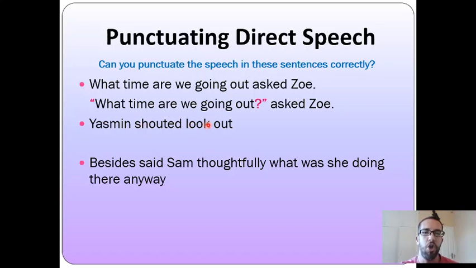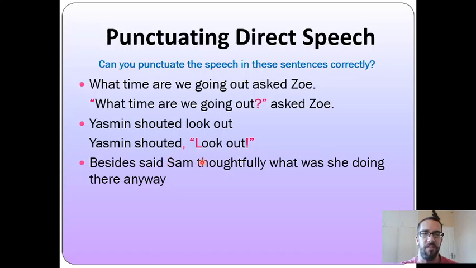Yasmin shouted, "Look out!" All right. So again, let's have a look at what you wrote, and let's have a look at what the answer is. So, Yasmin shouted. Now, the sentence isn't finished yet, so we've got to introduce what's going to be said by putting in that inverted comma. Then we take the words that she said, "look out," and we put them in some speech marks. So we put them there and we put them there. And because she's shouting, that tells us that we need an exclamation mark at the end of "look out," because this is how she said it. Look out! All right.